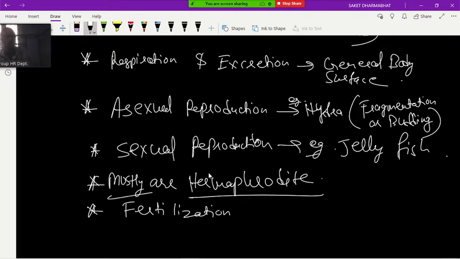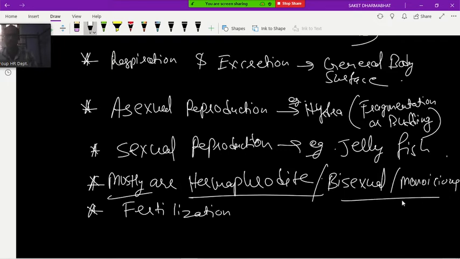Mostly are hermaphrodite. Hermaphrodite means bisexual, also called monoecious. These three words have the same meaning: both male and female sex organs are present in one individual, one organism. Suppose this is the one organism. In this, both male and female organs are present.